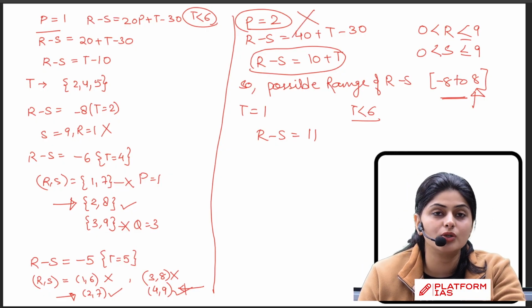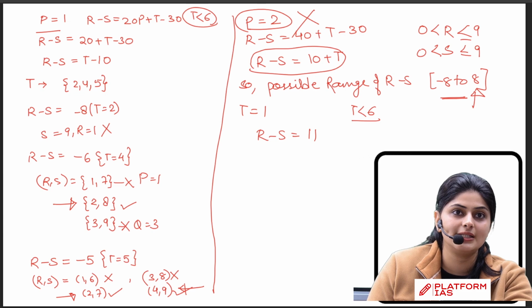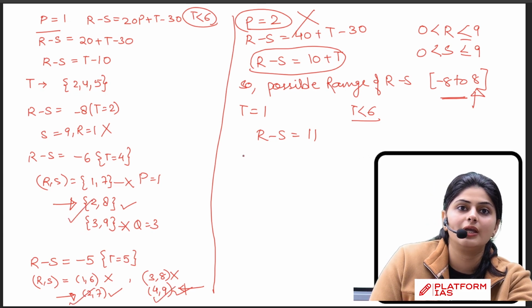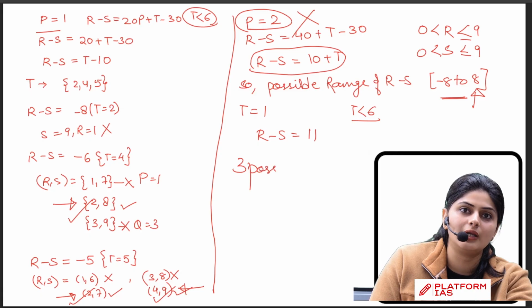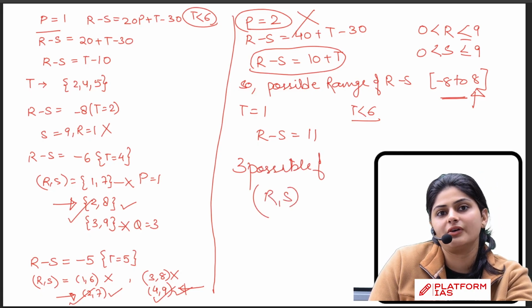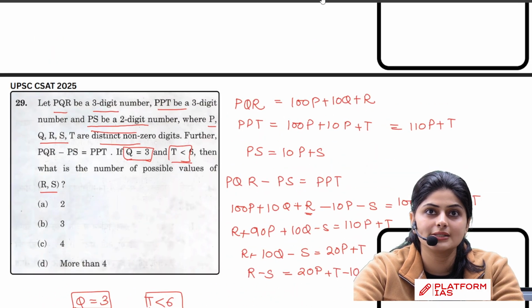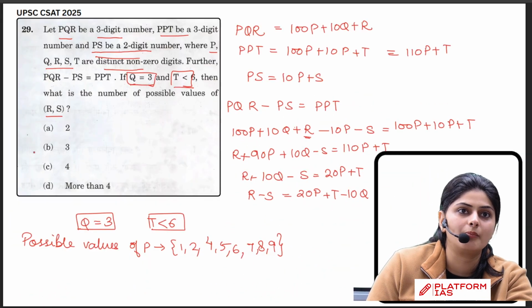So how many possible values of r and s have we seen? We have seen 1, 2 and 3. So there are 3 possible values of r and s which will satisfy the question demand. So what will be your answer? Answer will be option number B.